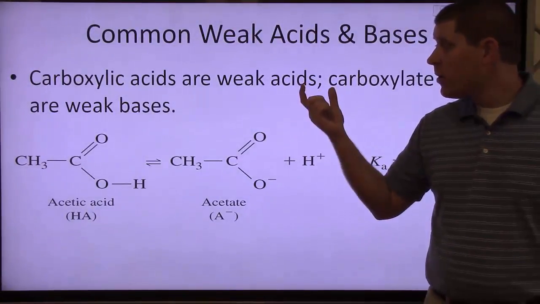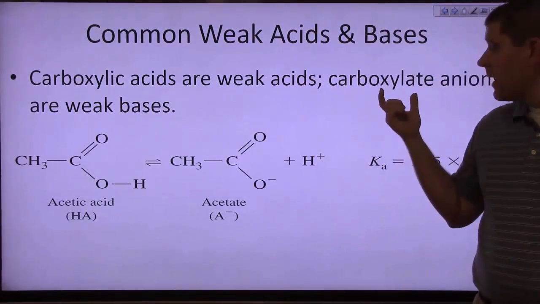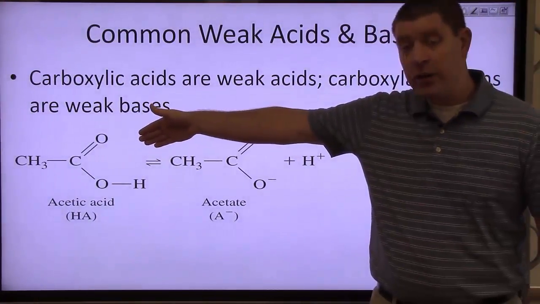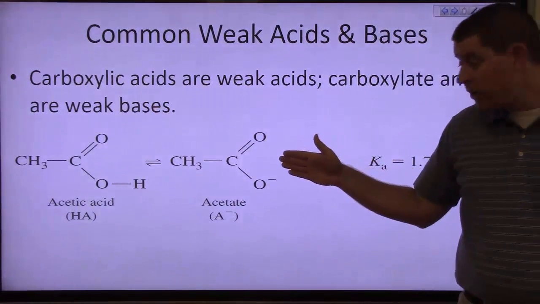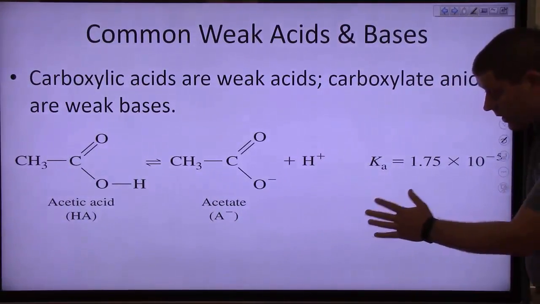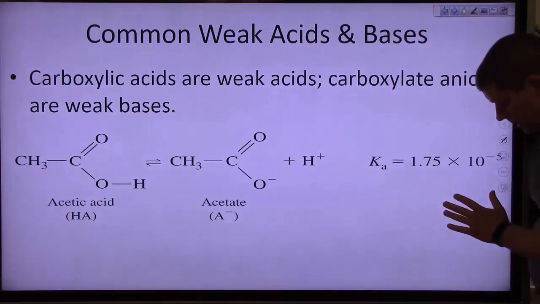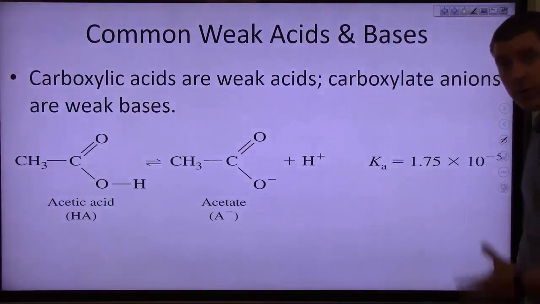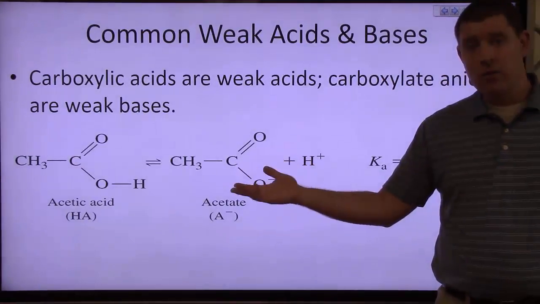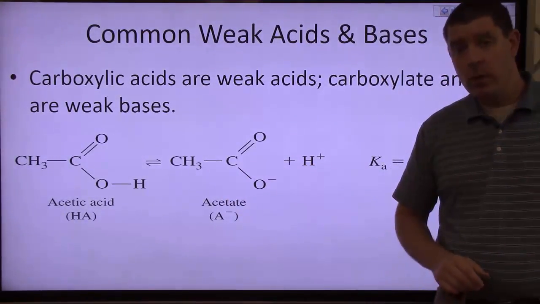Carboxylic acids are weak acids, and carboxylate anions are weak bases. That is, if we have something like acetic acid that dissociates into acetate and hydrogen ions, the Ka value there, the acid dissociation constant, is equal to 1.75 times 10 to the minus 5. So again, that value is less than 1. That means that acetic acid, this is basically vinegar, is a weak acid.